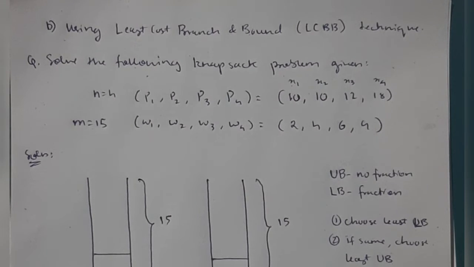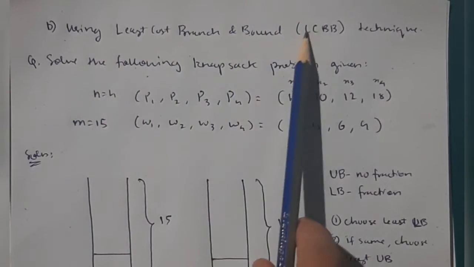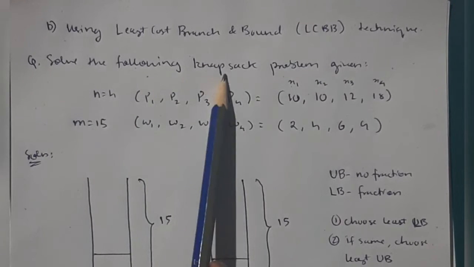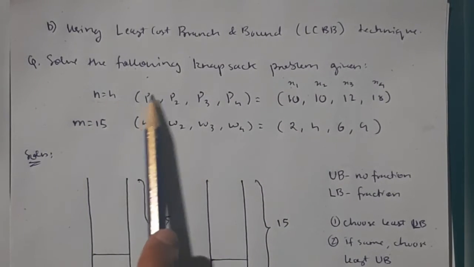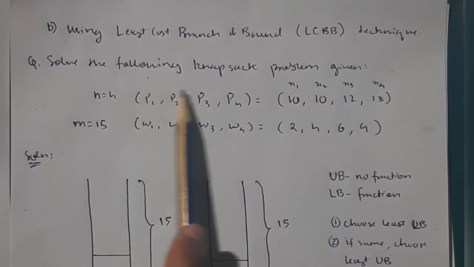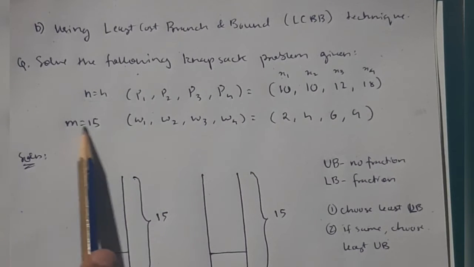This is the second type of knapsack problem, which uses the least cost branch and bound (LCBB) technique. Solve the following knapsack problem. Here n is equal to 4, where n is the number of items. So 4 items are given, and m is equal to 15, which means the total capacity is 15.